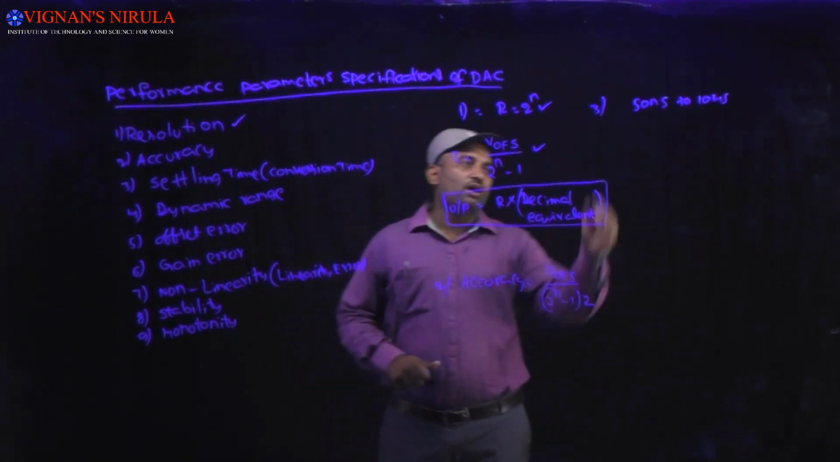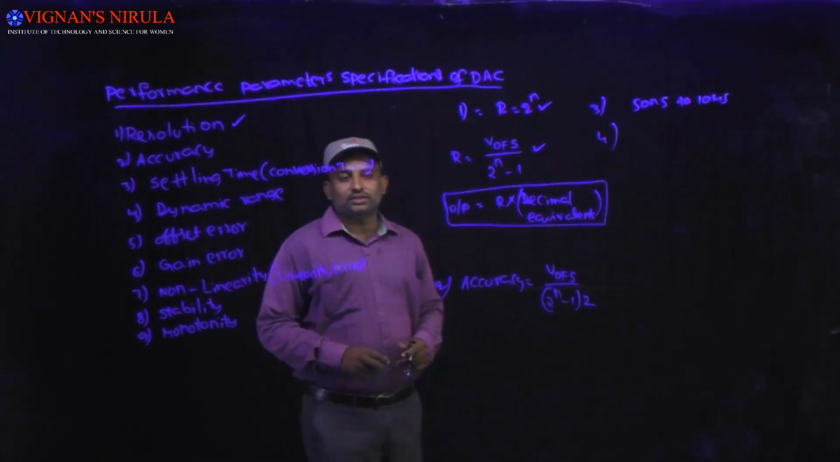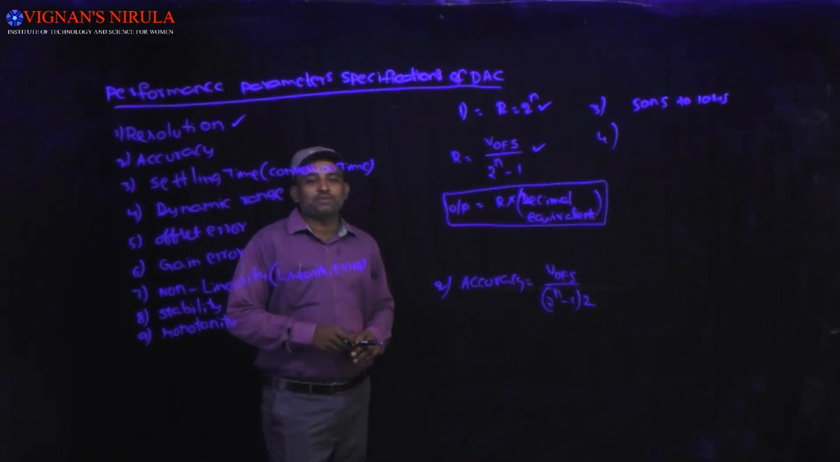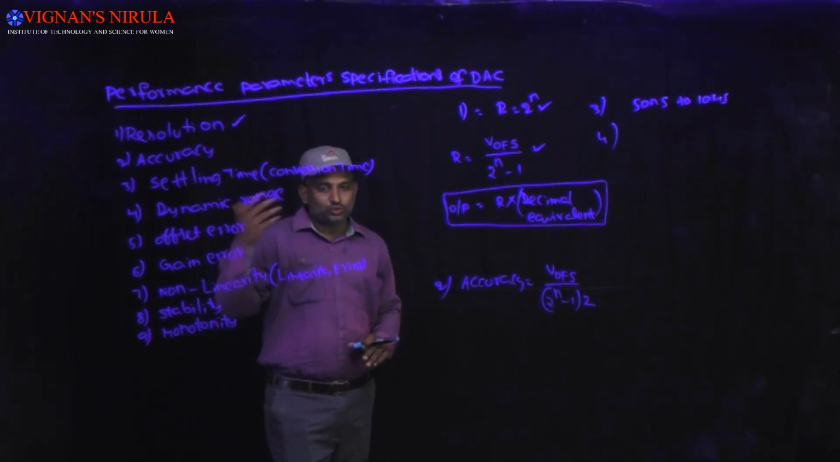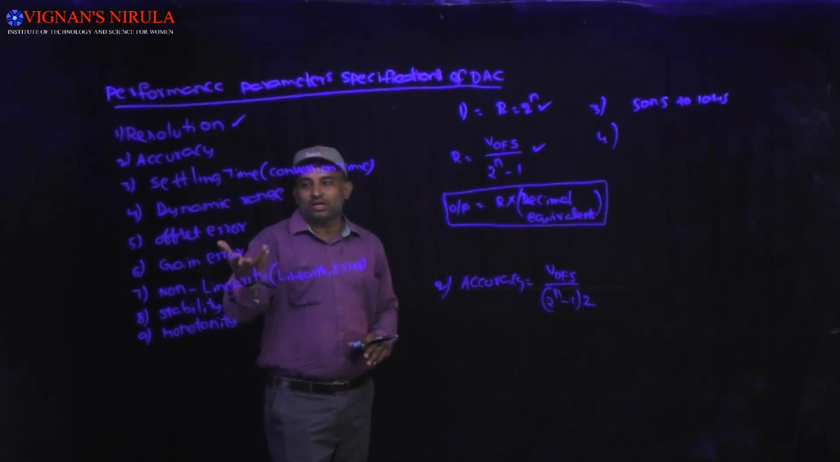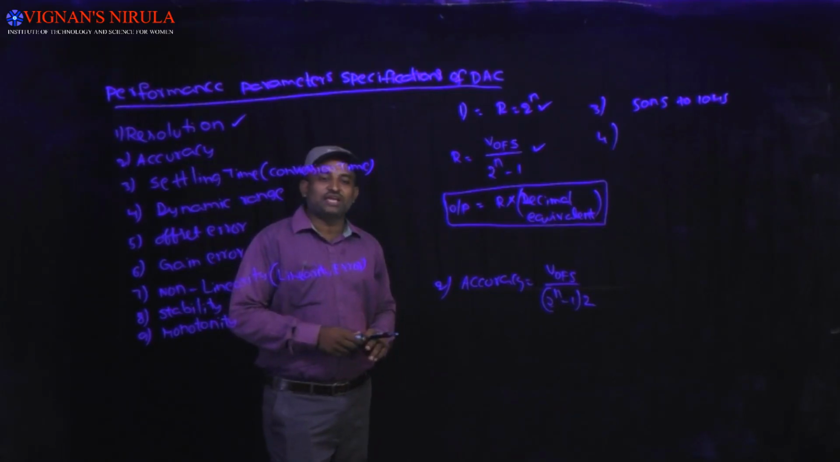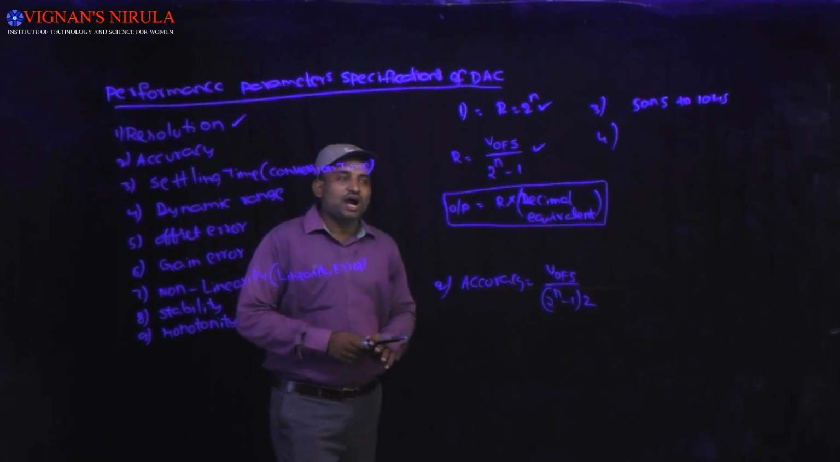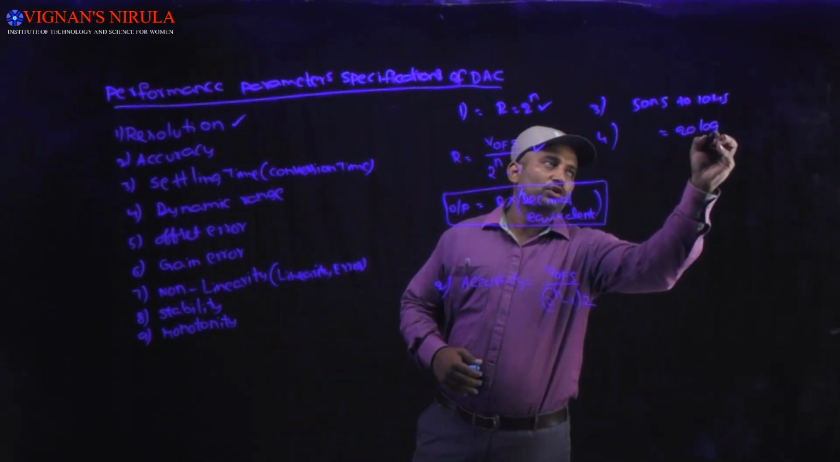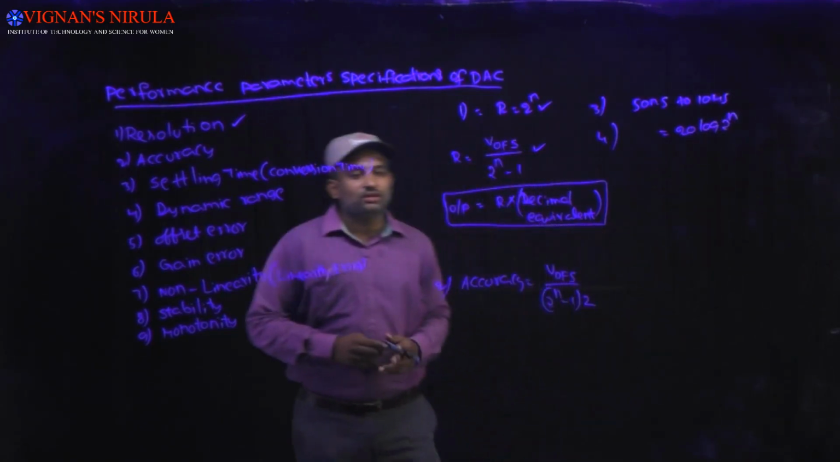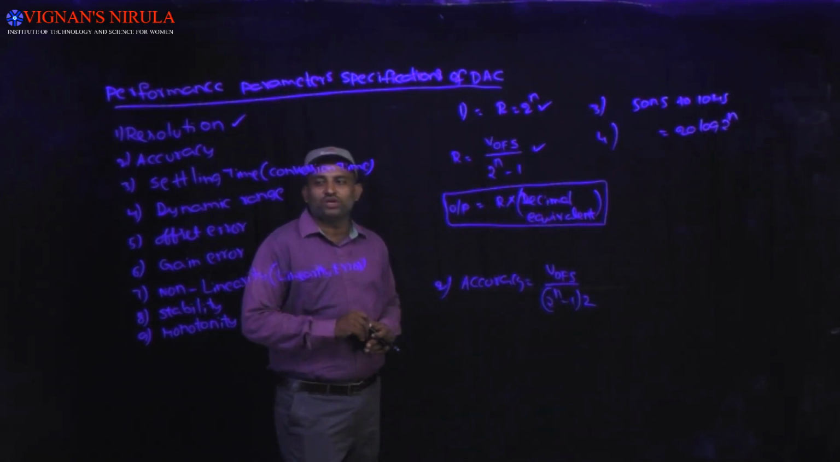Now coming to the fourth one, which is dynamic range. The dynamic range is defined as the ratio of maximum output voltage to the smallest output voltage excluding 0. Always the dynamic range is expressed in decibels, and the dynamic range is equal to 20 log of 2 to the power of n, which is the dynamic range of DAC.